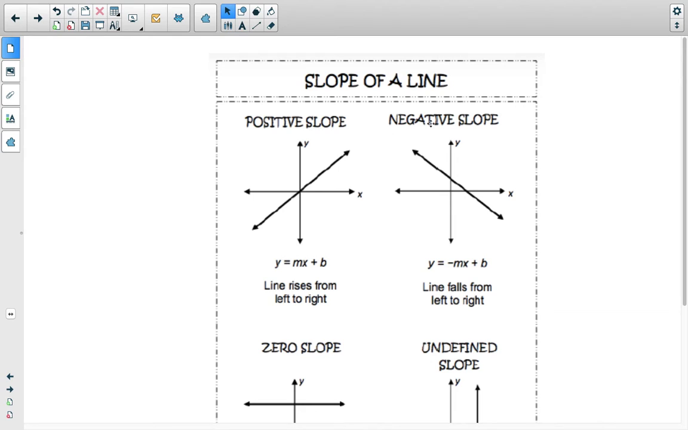A negative slope is when the line falls from left to right. So as we start from the left side, it decreases in value as we move from left to right. These equations are noticed by y equals a positive mx plus b, and then for negative slope it is y equals a negative mx plus b, because the m in slope-intercept form represents the slope of the graph.